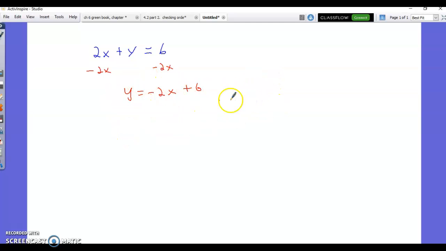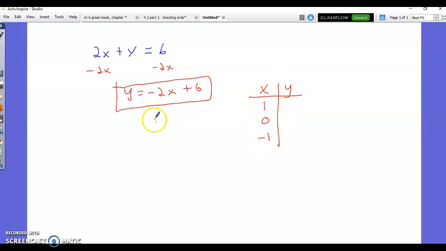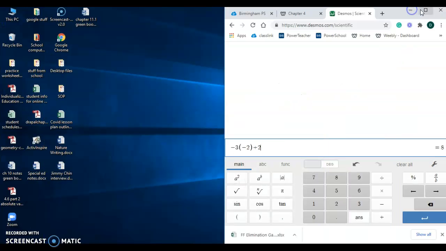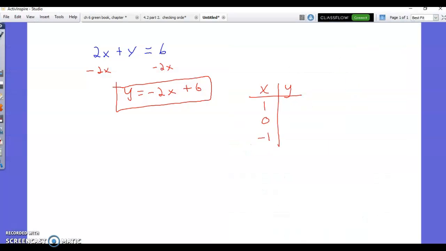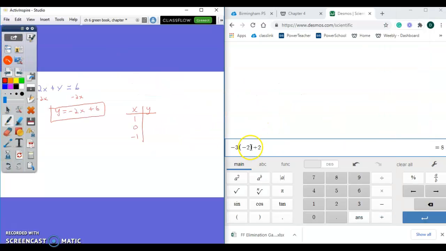So now I would make a table of values. So I'm going to use this equation now to do my table of values. So let's pick 3 points. I'm going to go back to 1, 0, and -1 for that. All right, so let's bring up the calculator again. And let's type in this part of the equation. So -2, parentheses, that's going to be my input, plus 6. So I'm using 3 different ones. So let's type in and see what we get. For 1, we get 4 as our output.